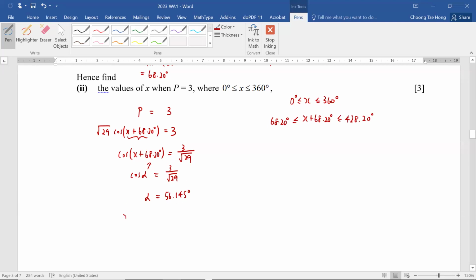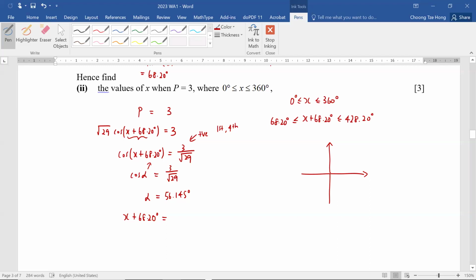Now let's go and search for all the possible angles for x plus 68.20. Cosine is now positive, so we will go for the first and fourth quadrant.